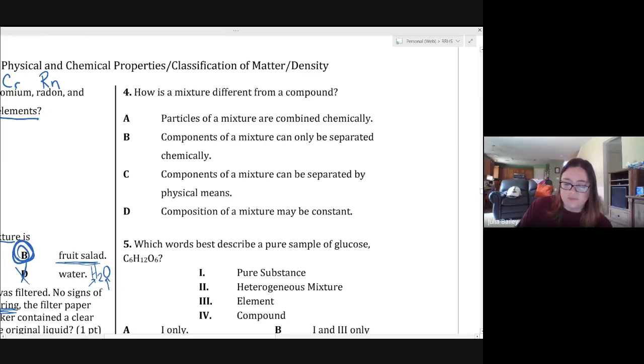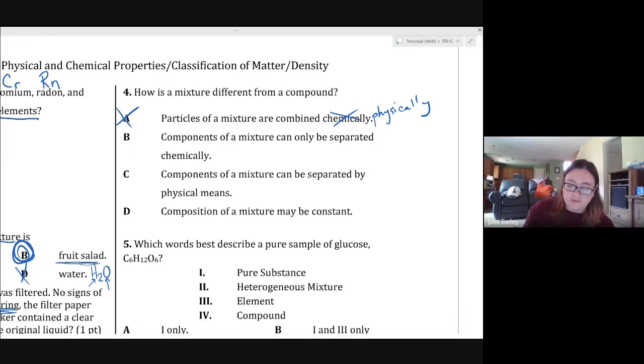Particles of a mixture are combined chemically. Components of a mixture can only be separated chemically. Components of a mixture can be separated by physical means. Composition of a mixture may be constant. Okay, some of this is just knowing definitions. Particles of a mixture are combined chemically. That's not true. Particles of a mixture are combined physically. If they were combined chemically, that would form a compound, and then it would not be a mixture. It would be a pure substance, a compound.